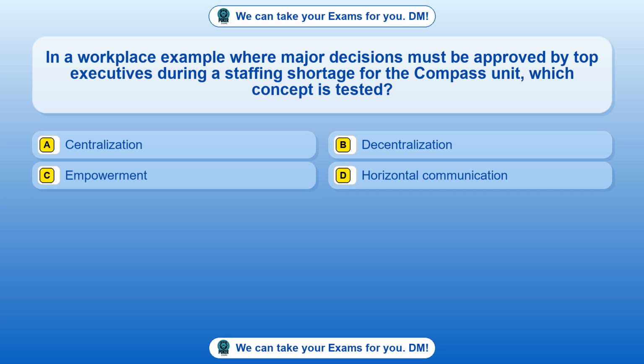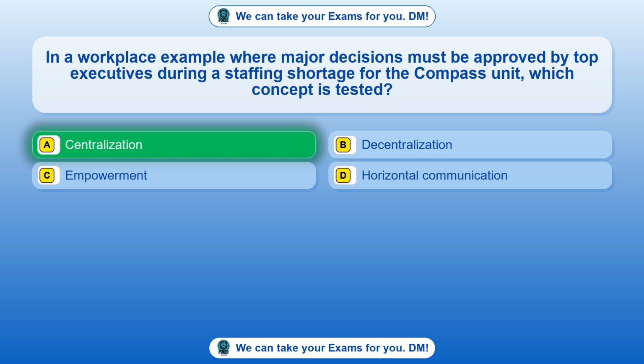Question 14. In a workplace example where major decisions must be approved by top executives during a staffing shortage for the compass unit, which concept is tested? Option A, centralization. Option B, decentralization. Option C, empowerment. Option D, horizontal communication. The correct answer is option A, centralization.